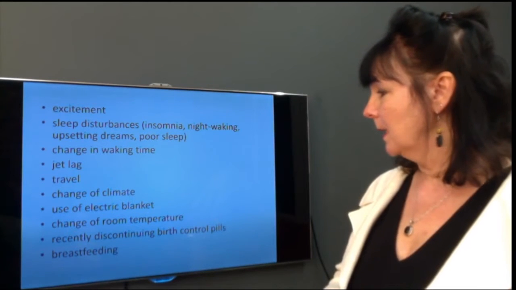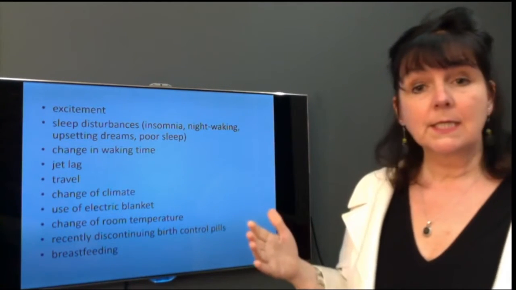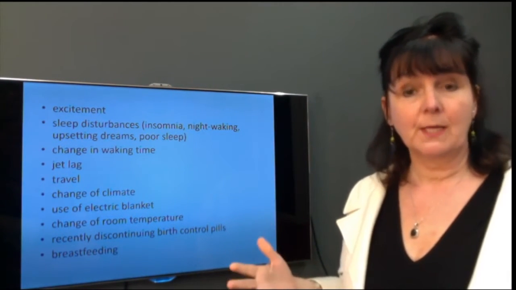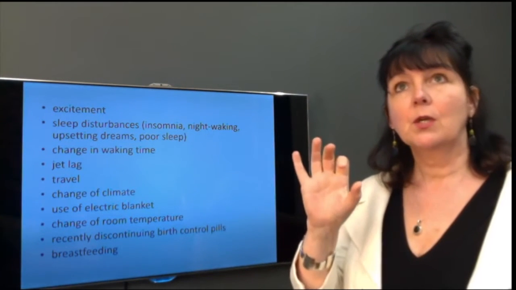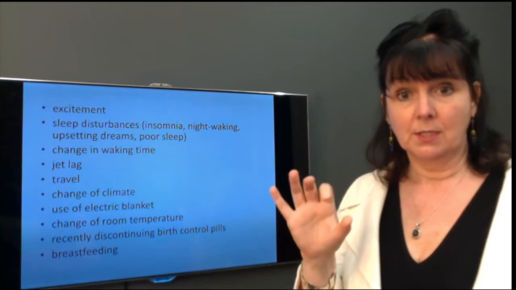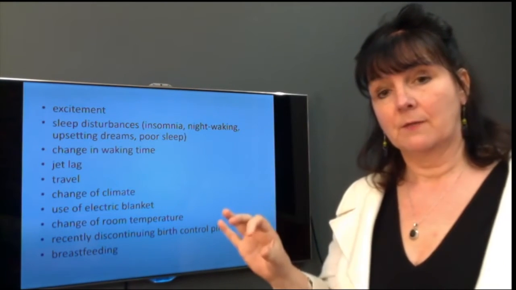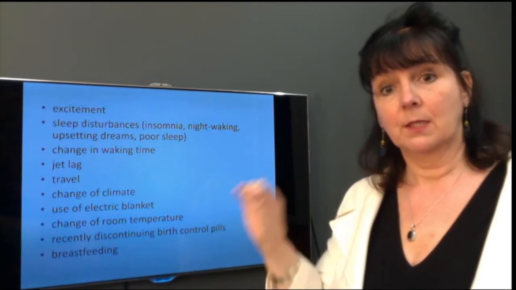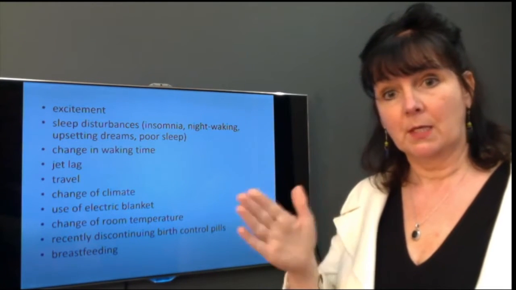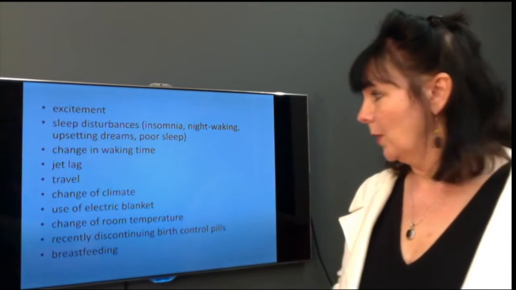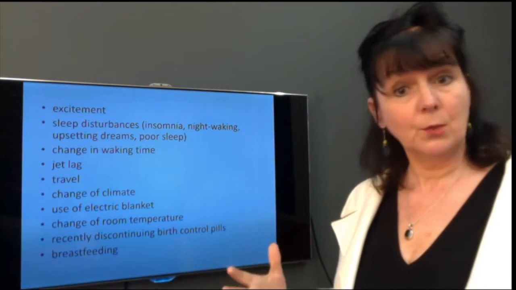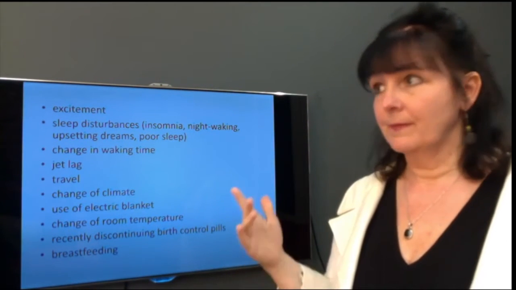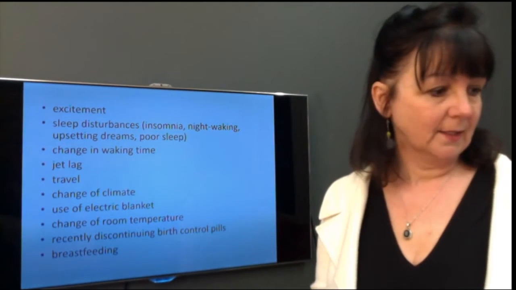Recent discontinuing of the contraceptive pill, and that's really key. Charting is very good at helping to identify when you start ovulating after that, so you do need to make a note on your chart to show when that happened. And also breastfeeding. If you're still breastfeeding, that will also have an effect, so do make a note of it. Okay.